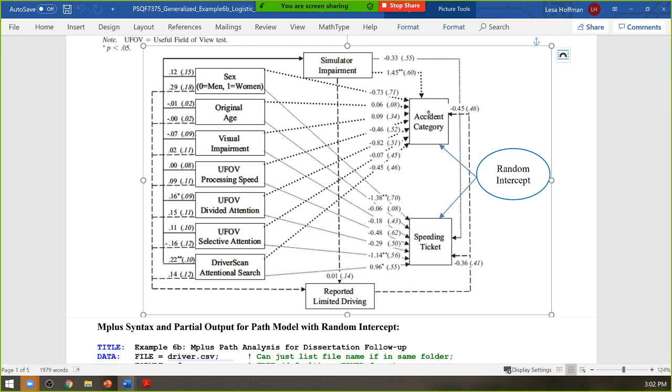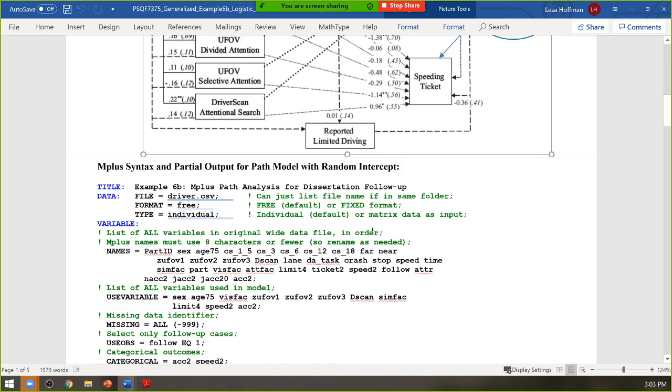So the indirect effect is an identity link path multiplied by a logit path. You can still ask Mplus to do it and get a standard error for it, but to be honest, I have no idea what it means. It works out to be marginally significant in this case.